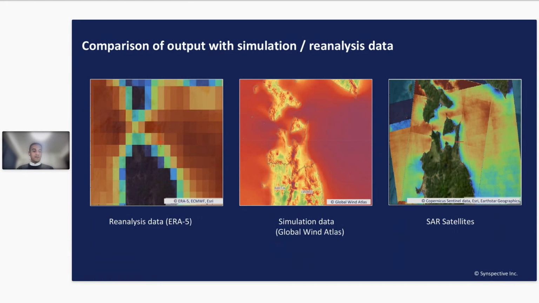And on ERA5, the resolution is around 30 kilometers, whereas for Global Wind Atlas, the resolution is somewhere between 200 to 300 meters. With SAR satellites, you can get resolution all the way from around 3 meters to whatever resolution is required for your specific use case. So these are some comparisons of data from SAR satellites with reanalysis data and simulation data.